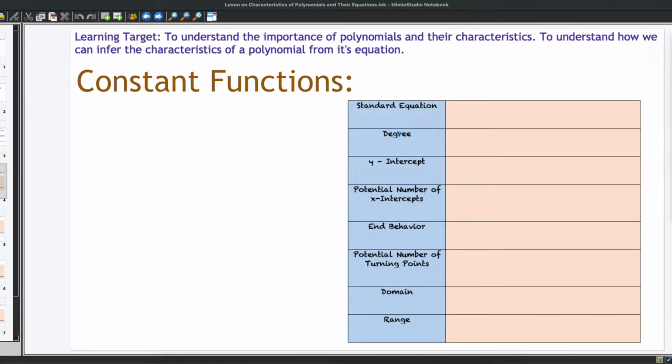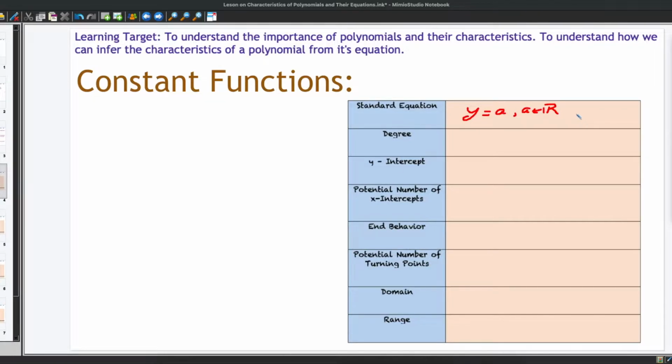And again, the goal of this lesson is not to determine these things from the actual graph. The goal of this lesson is to be able to determine these things from just looking at the equation, or at least figuring out how much of these things we can determine from the equation. So to start off, if we consider the standard constant function, I can just write it as y equals a, where a belongs to real numbers.